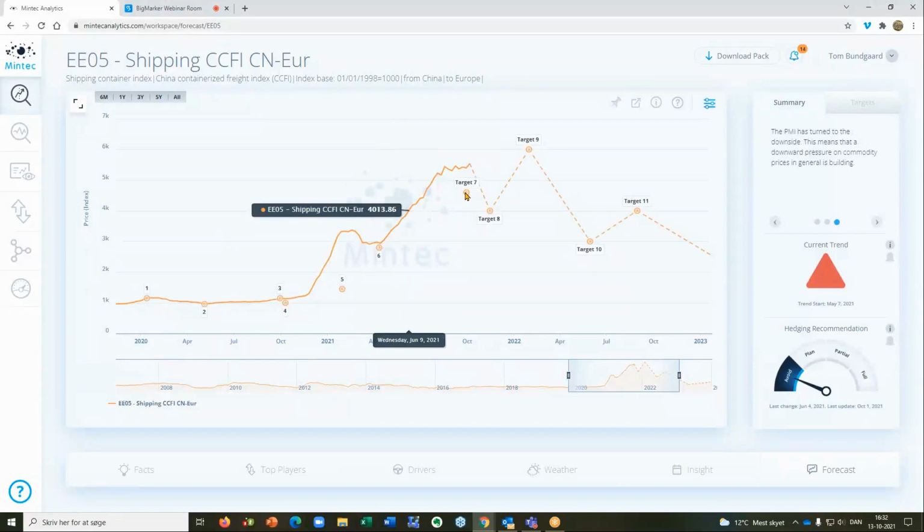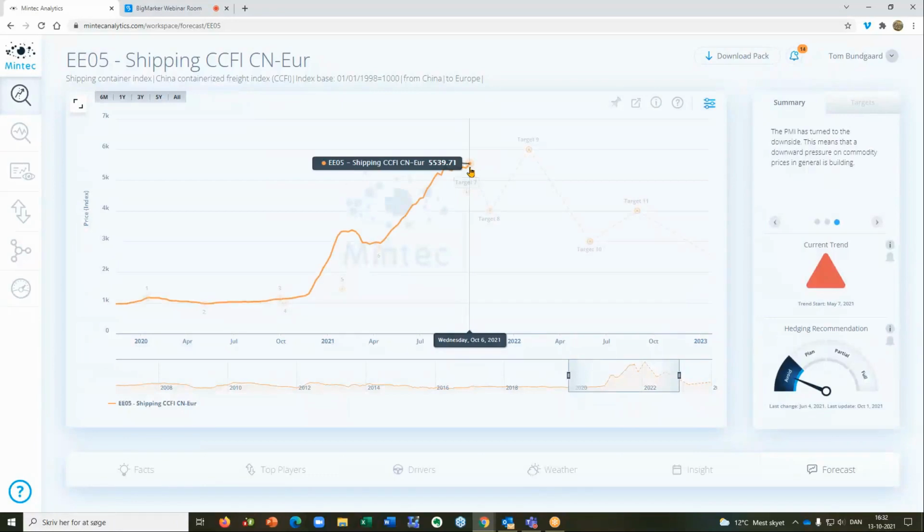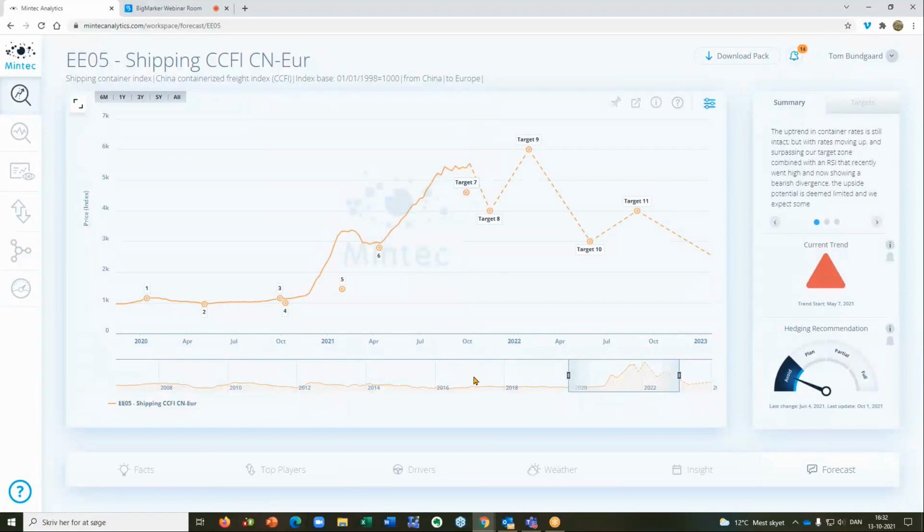But you can see that this target 7 says a high target of 4,600, and we're now at 5,000. So we were surprised by the strength of this uptrend. The good thing about having these targets as fixed is that you can see, well, target 6 was hit perfectly, but target 7 was not.